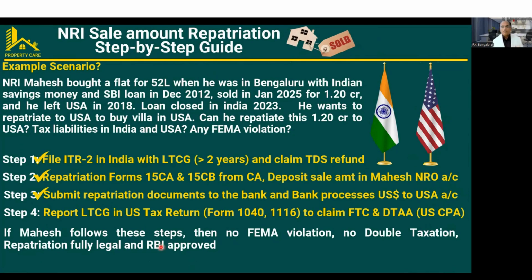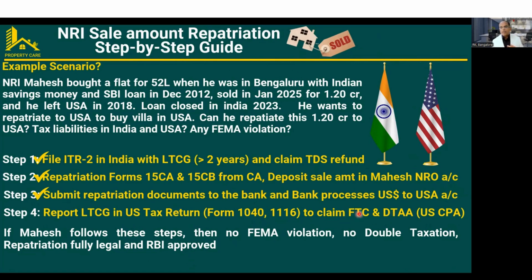We have seen steps 1, 2, and 3 in previous videos. Those who have not watched them, please watch those and come here so that you will understand this step 4 better. So what is this step 4? Report long-term capital gains in the US return. This is the code number for the USA return, and there is another code where you claim the foreign tax credit in Form 1116, and the DTAA, the double taxation avoidance agreement.